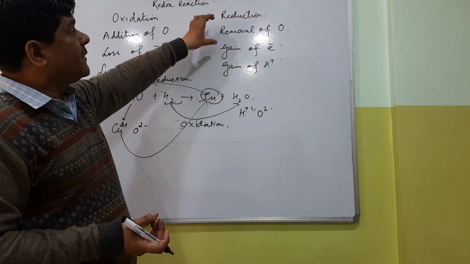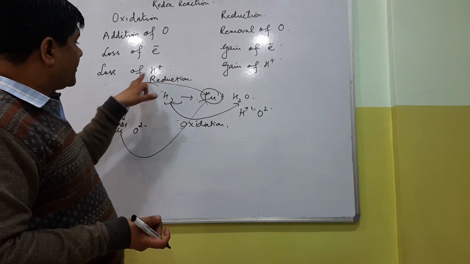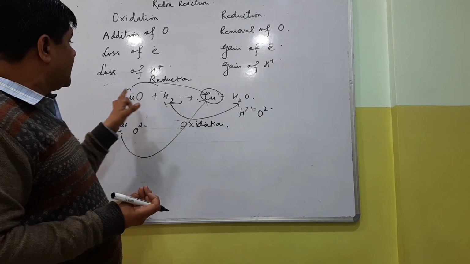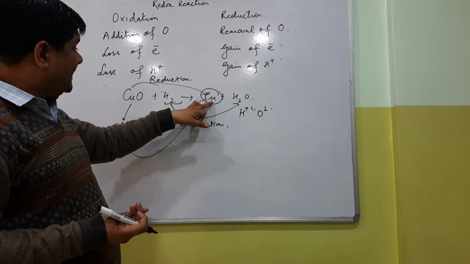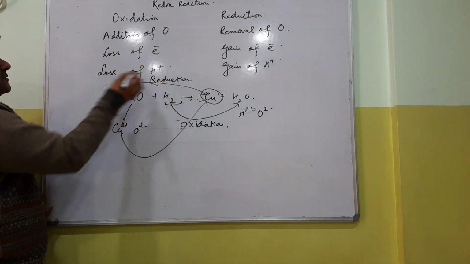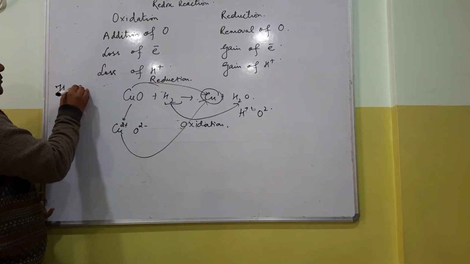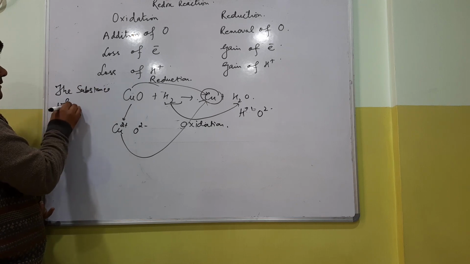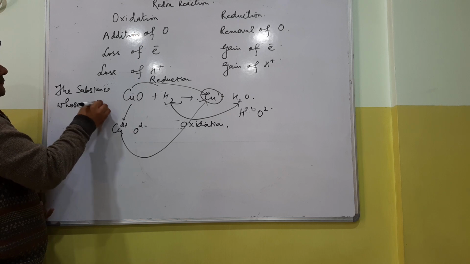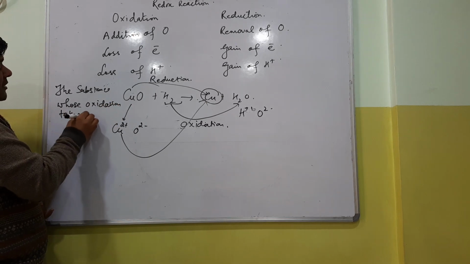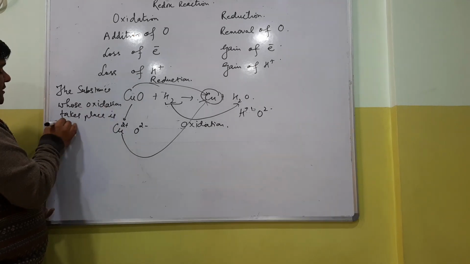Similarly, reduction is removal of oxygen. Here copper oxide is losing oxygen, as well as gaining electron, so this is called reduction. And the substance whose oxidation takes place is called reducing agent.